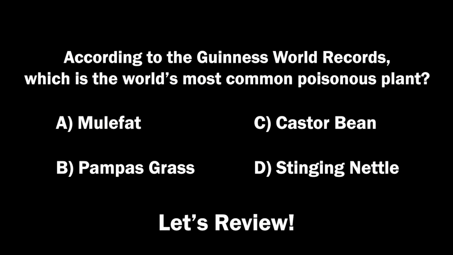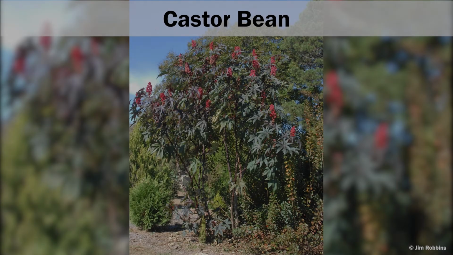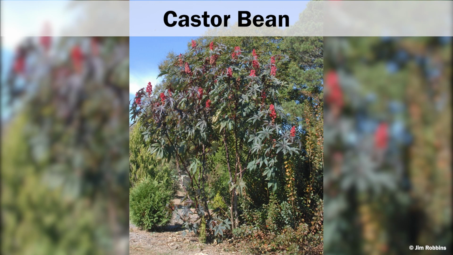According to Guinness World Records, which is the world's most poisonous common plant? A. Mulfat, B. Pampas grass, C. Castor bean, D. Stinging nettle. If you answered option C, castor bean, then you are correct. According to the Guinness World Records, castor bean is the world's most poisonous common plant.